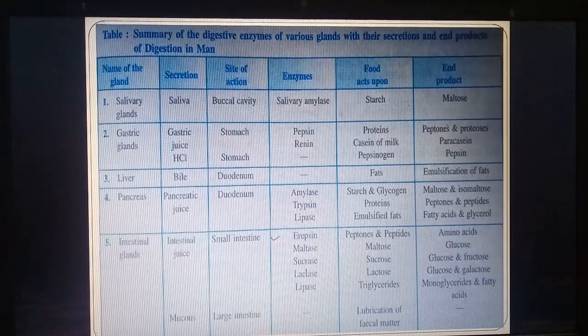The mucus is produced in the large intestine and it helps in lubrication of fecal matter so that the waste material becomes slippery and is egested out of the body.